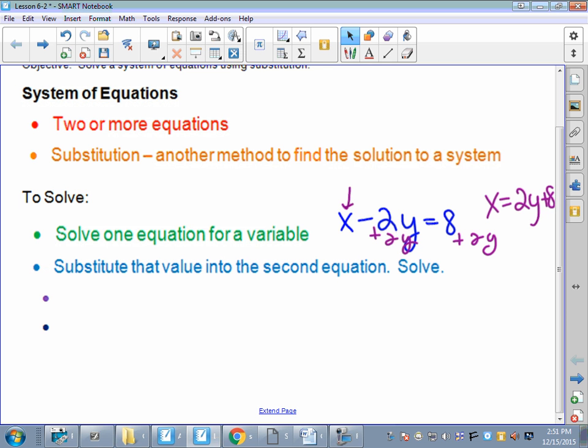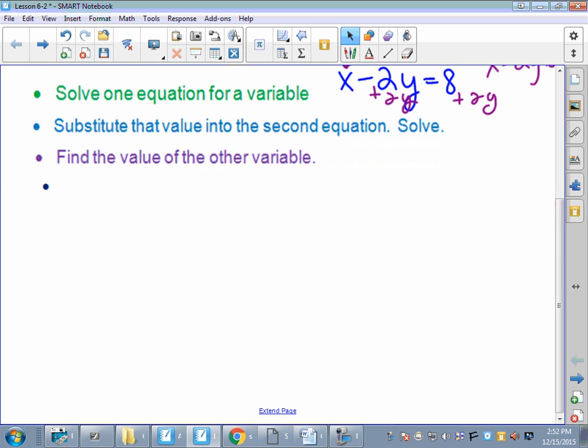Second step is to substitute that value into the second equation. Once you do that, you're not going to have your two variables anymore. You're only going to have one, and you're going to be able to solve it. You actually do a second substitution. You find the value of the other variable by substituting in what you found first. And then last but not least, write your answer as an ordered pair. So substitution is exactly what it sounds like.